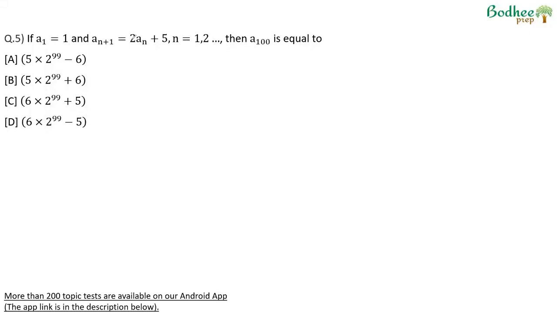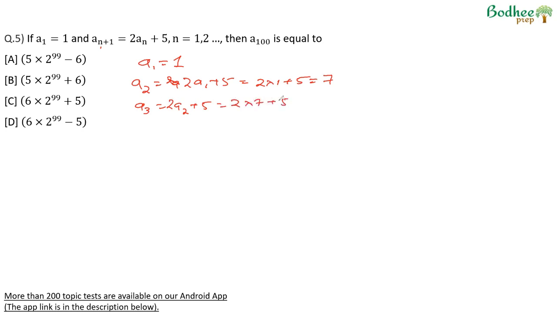A1 is 1, a(n+1) is 2a(n) plus 5. So if A1 is 1, A2, putting n as 1 here, A2 will be 2A1 plus 5, which means 2 into 1 plus 5, which is 7. A3 will be 2 into A2 plus 5, which will be 2 into 7 plus 5, which is 19. The difference here is 6, then is 12, and so on.